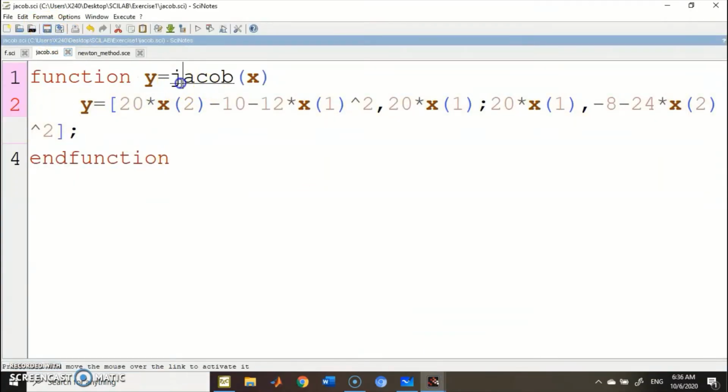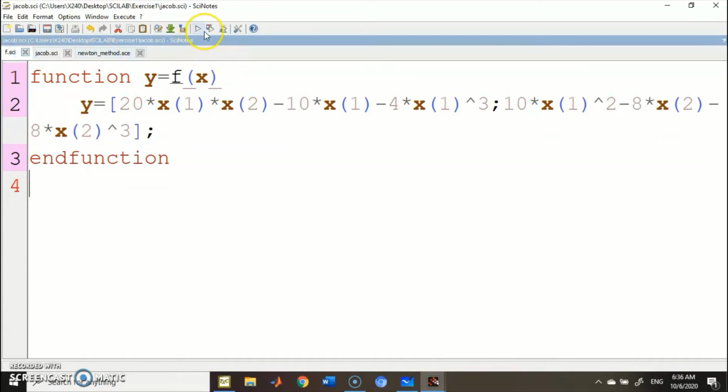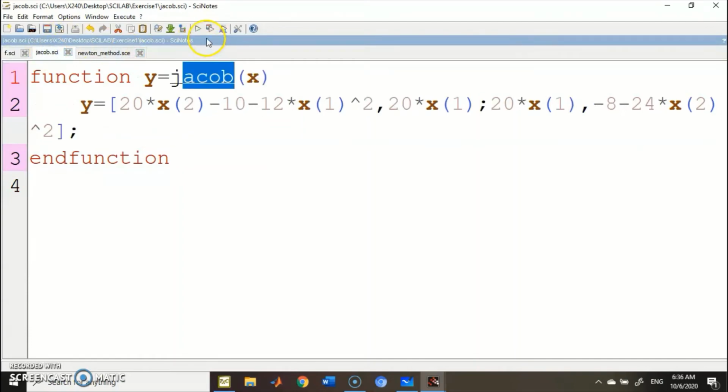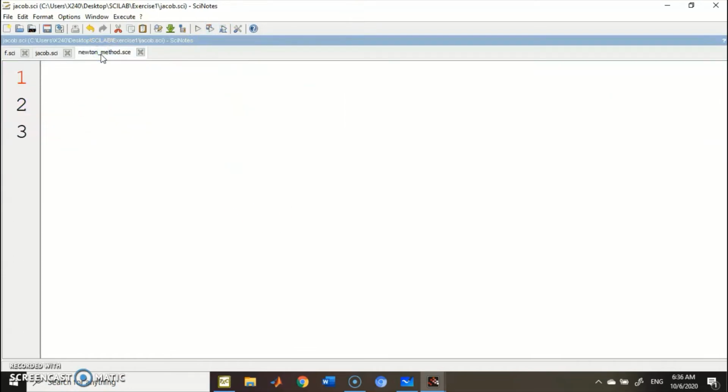Save it as Jacob. Make sure the names are the same. It's a function file, so it must be .sci. Now moving on to the Newton method. Before I do that, let me execute this button and then execute my Jacobian button here. Okay, so moving on to Newton.sci. This is where we want to key in your value.